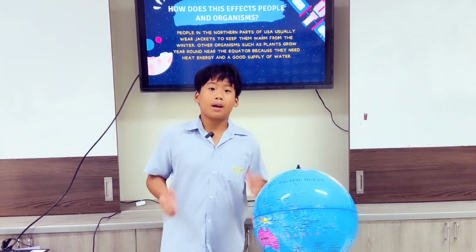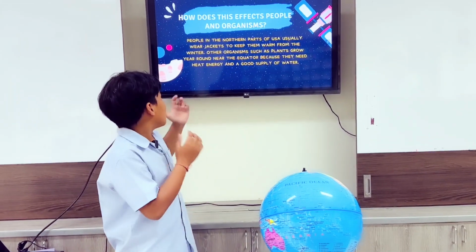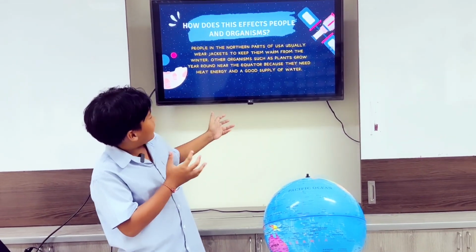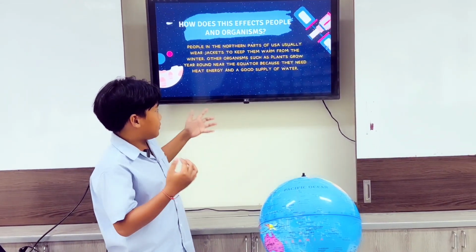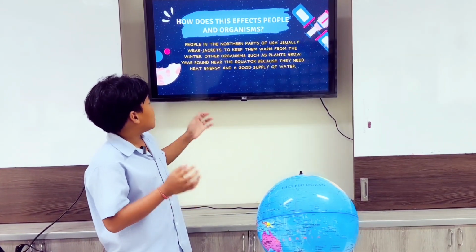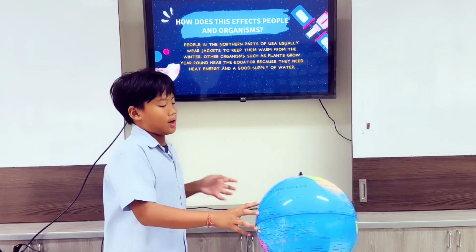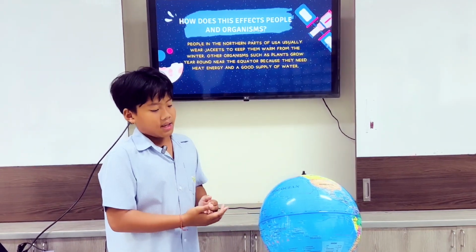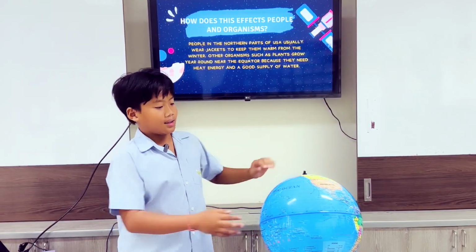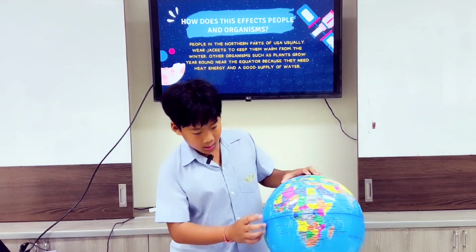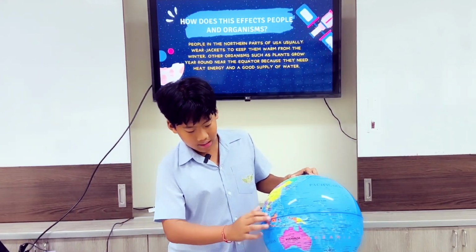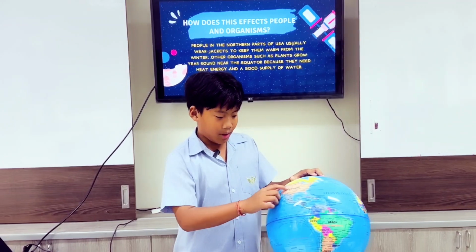How does this affect people and organisms? People in the northern parts of the USA usually wear jackets to keep warm in the winter. Other organisms, such as plants, grow year-round near the equator because they need heat and a good supply of water. That's why we have more plants in Thailand than America.